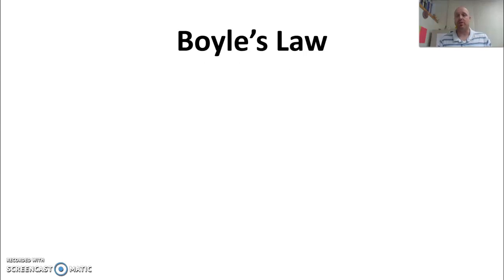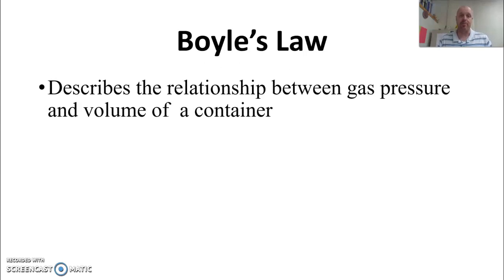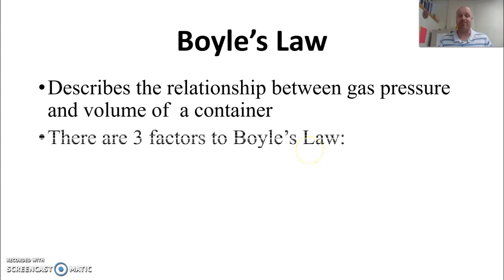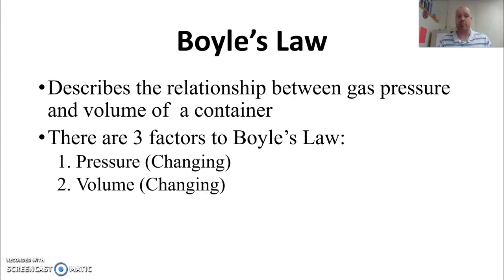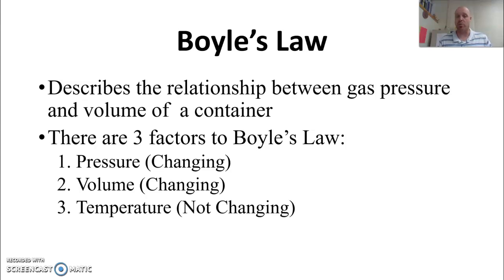Boyle's law. We're going to talk about two different laws today, and the first one is Boyle's law. Boyle's law describes the relationship between gas pressure and the volume of a container. We don't care so much about temperature. It's kind of the unnamed variable, because there are three variables with gases: pressure, volume, and temperature. Each law usually deals with only two of the relationships. So Boyle's talks about the pressure and volume of a container. There are three factors to Boyle's law. One, if you change the pressure, you change the volume. And the third one, temperature, we're not changing at all.